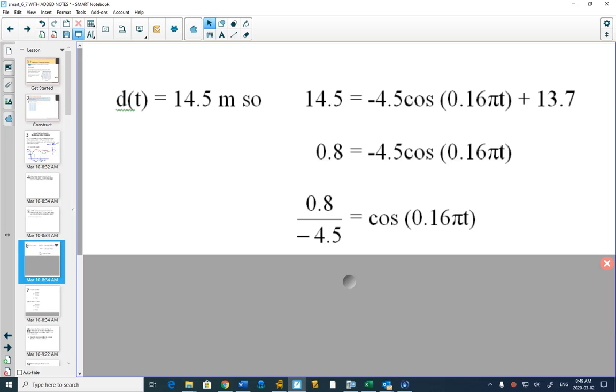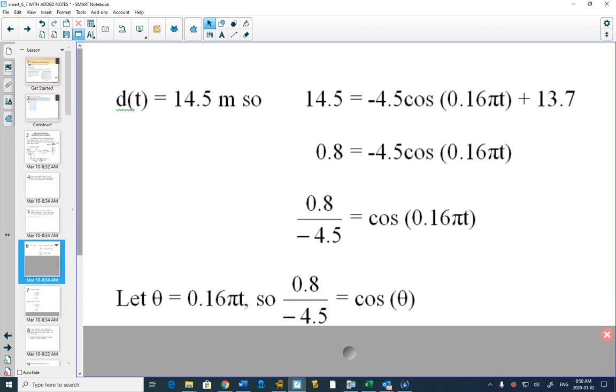Now, the way that this looks right now is complicated because there's a whole bunch of stuff inside. So what we do sometimes in math is we say, let's just make it simpler for a bit. So I'm going to let theta equal everything inside. Then I can change my question to just this equals cos theta. That's something you've solved before.